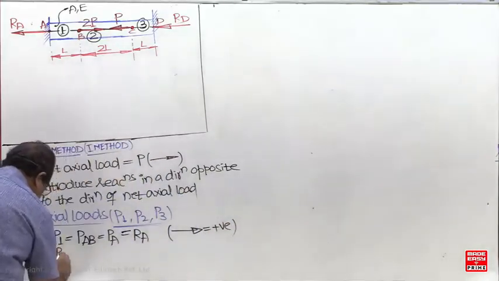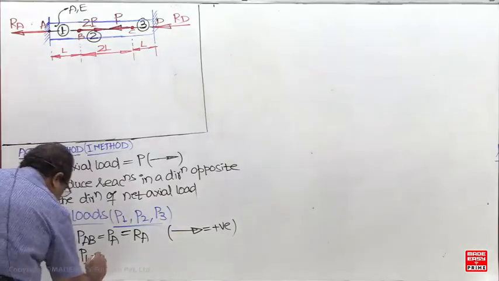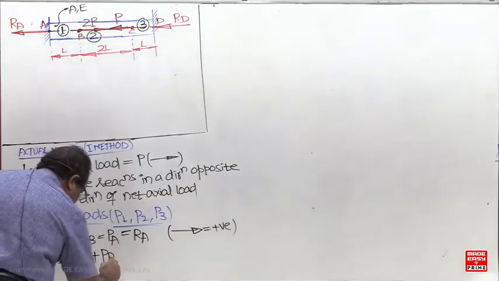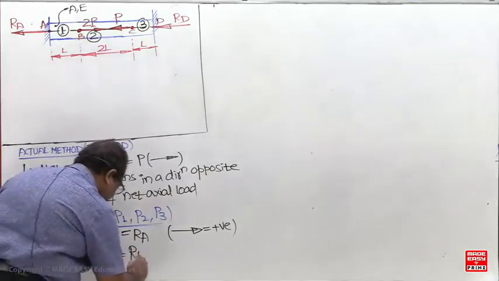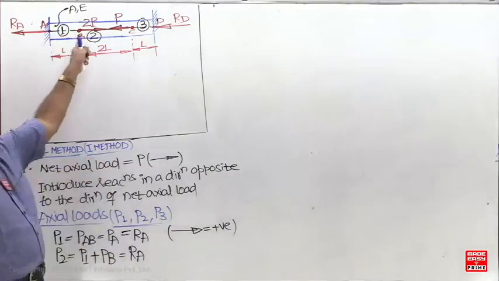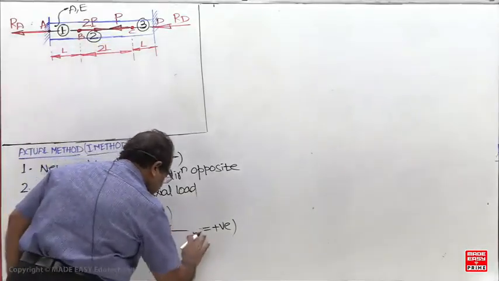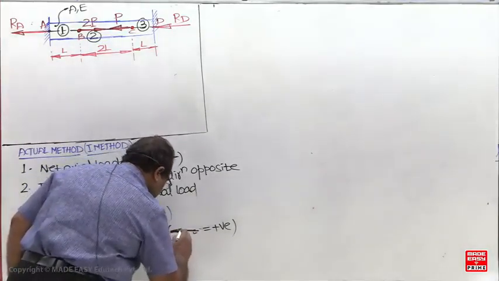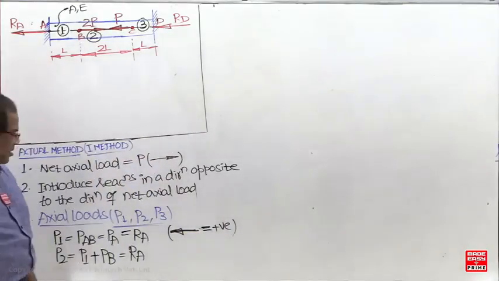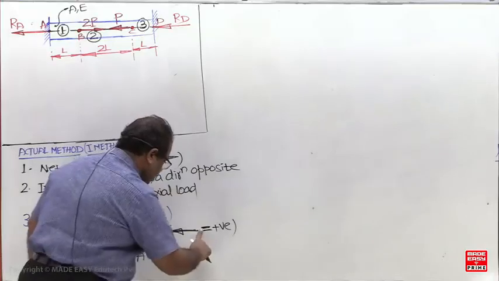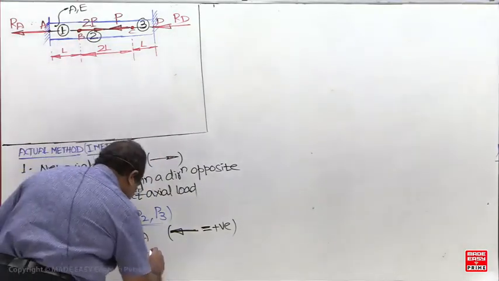Then what is P2? P1 plus load at B. What is the P1 value? RA. What is the load at B? 2P towards right, sorry, you made a mistake, this is towards left side. Towards left side is positive, and towards right side is negative. So RA minus 2P.